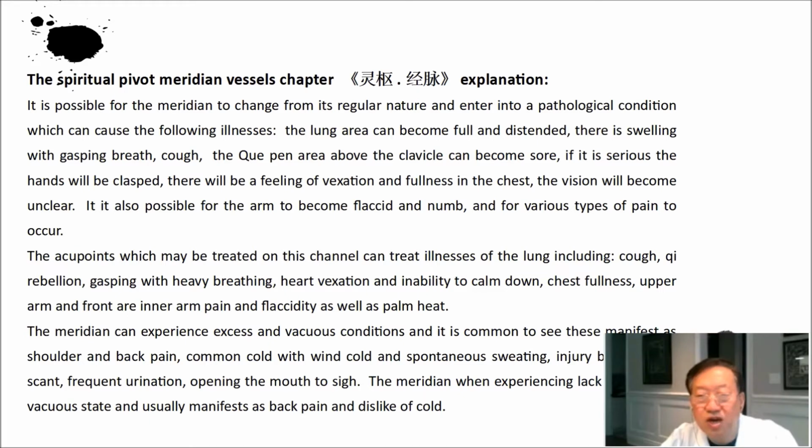the following illnesses. The lung area can become full and distended. There's swelling with gasping breath, cough. The chui pen area above the clavicle can become sore. If it's serious, the hands will be clasped. There will be a feeling of vexation and fullness of the chest. The vision will become unclear. It's also possible for the arm to become flaccid and numb, and for various types of pain to occur.